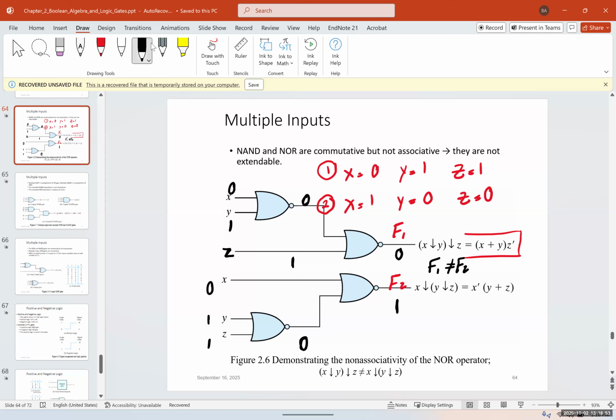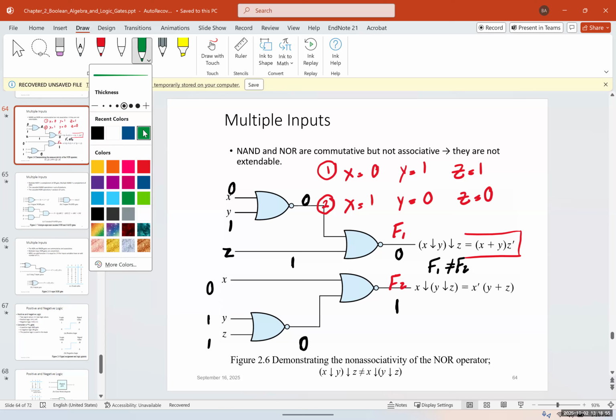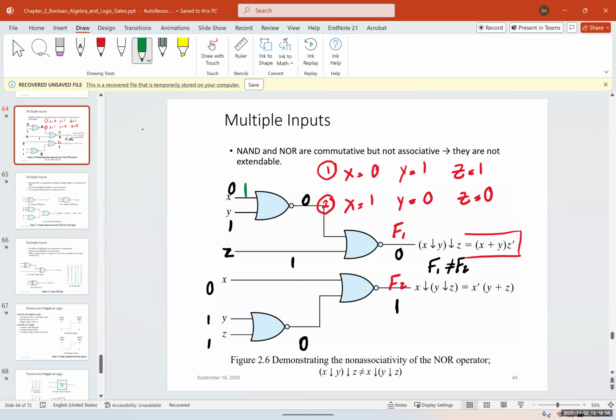And if I do it for the second scenario, I'm going to use green again this time. X is 1, Y is 0, and Z is 0. So 1 and 0 gives us 0 again, and 0 and 0 gives us what? 1. Now this is 1, 0, 0. 0 and 0 gives us 1, and 1 gives us 0. Again, you can see that F1 is not equal to F2.